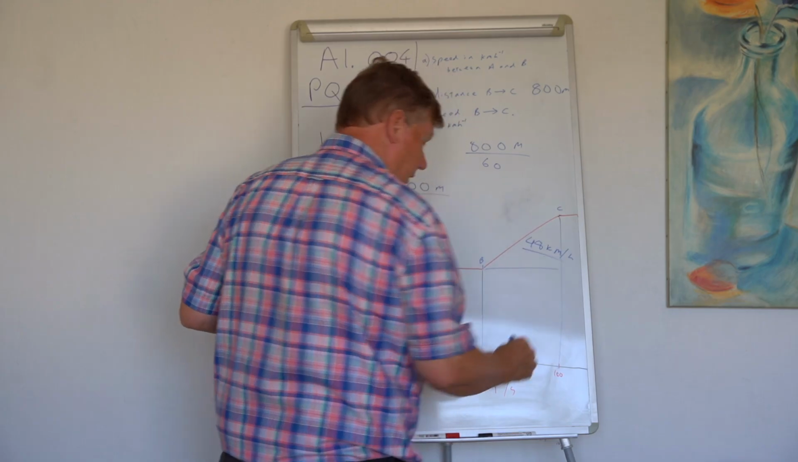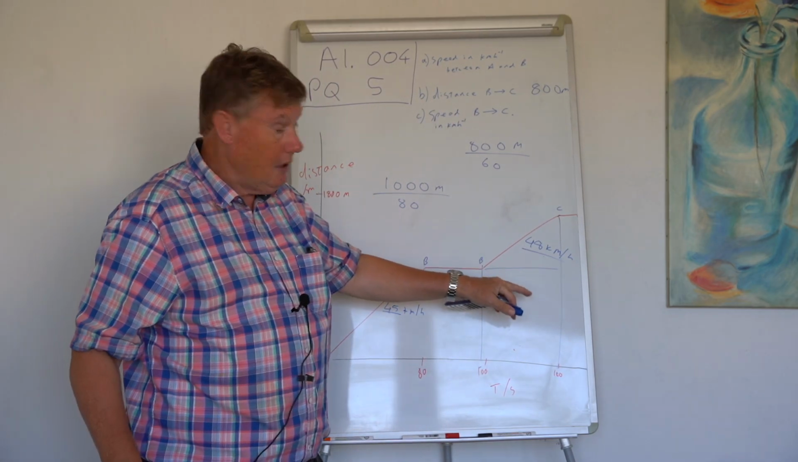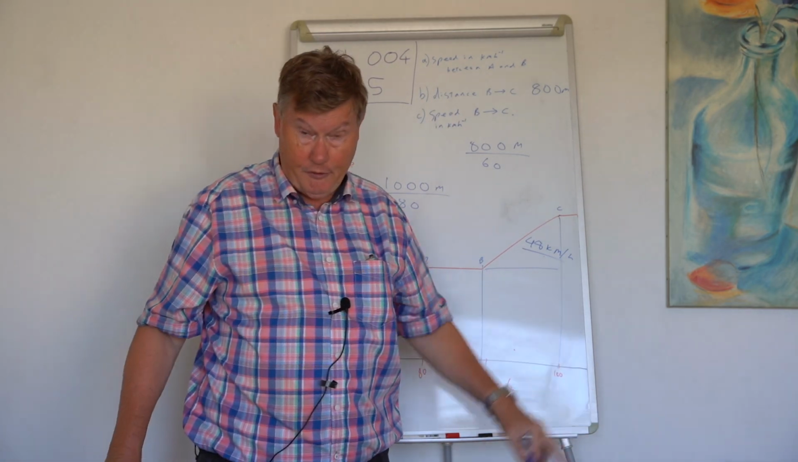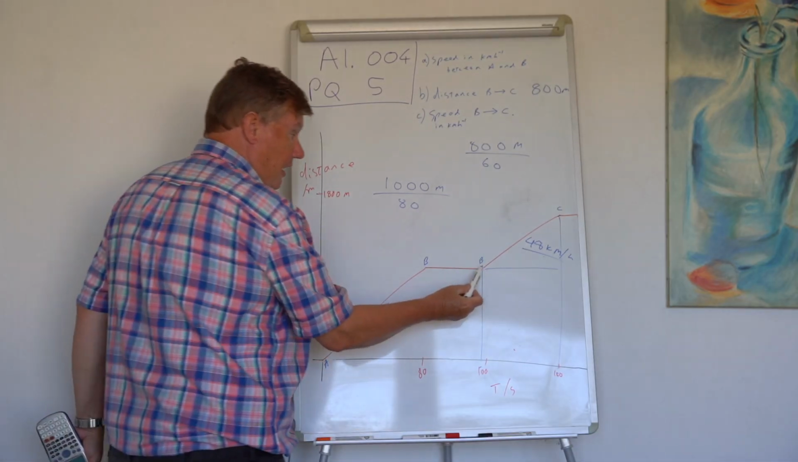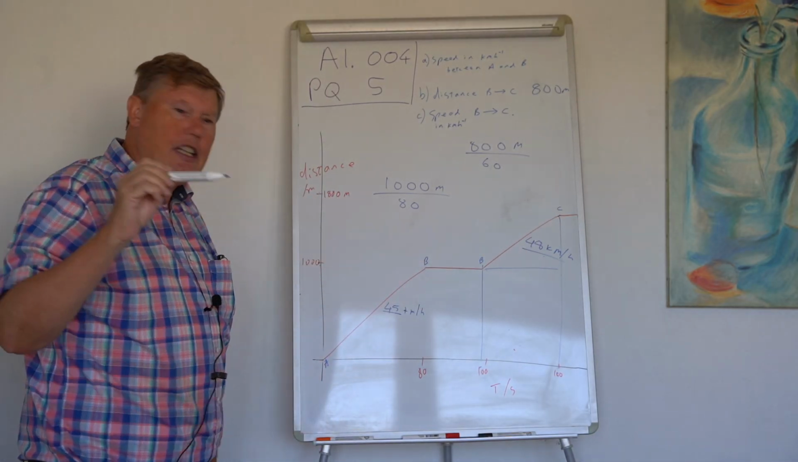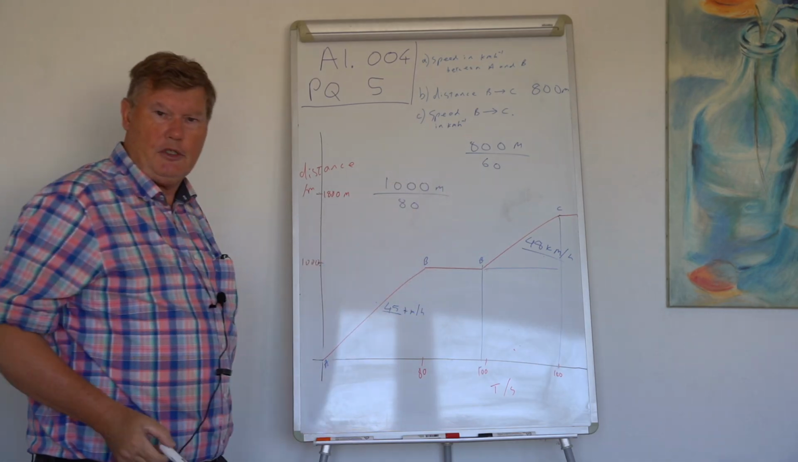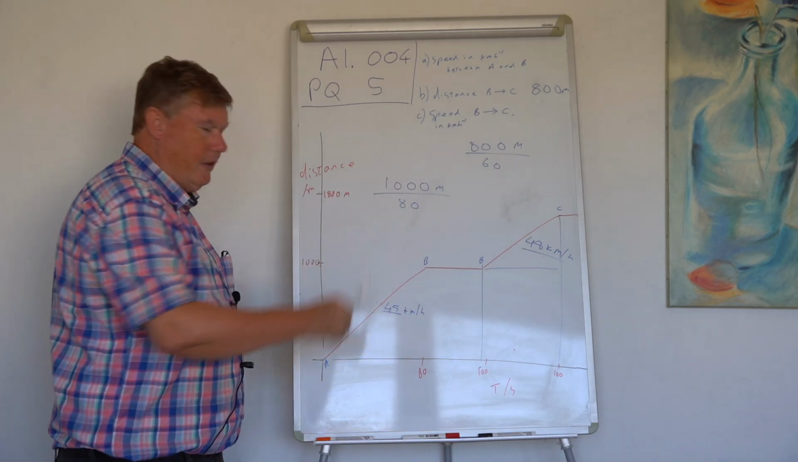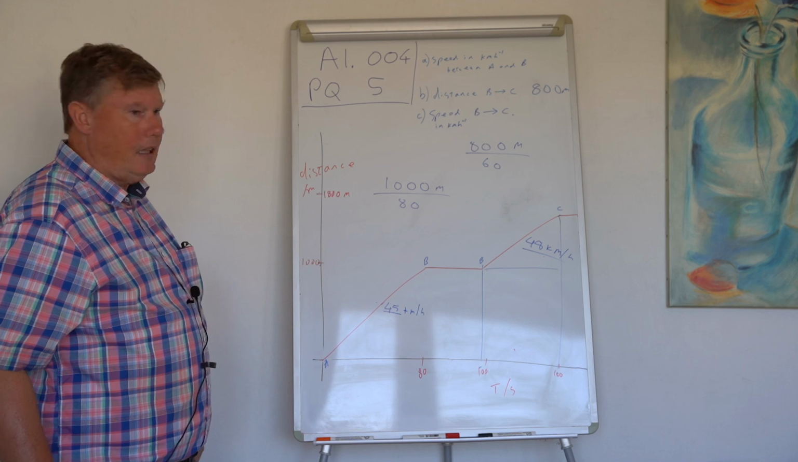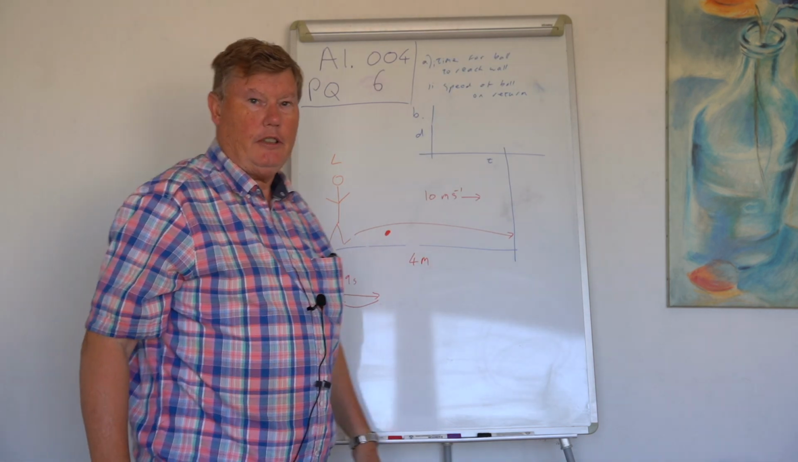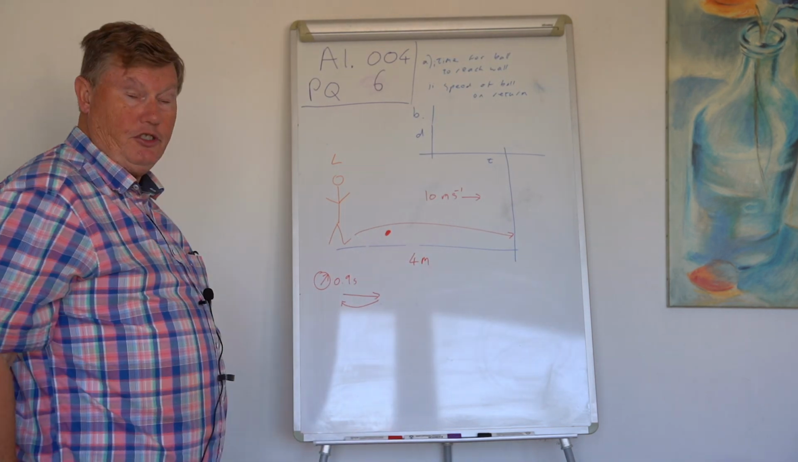And you can see from the graph, not from my rubbishy copy, but if you look carefully at the graph in the book, you will see that this line here is just slightly steeper than this line there, because it's travelling at 48 kilometres per hour there and 45 kilometres per hour there. Okay, that's PQ5. Now we're going to have a look at practice question 6.